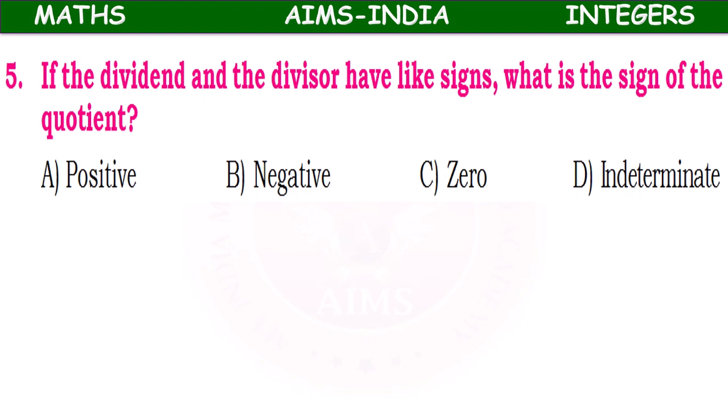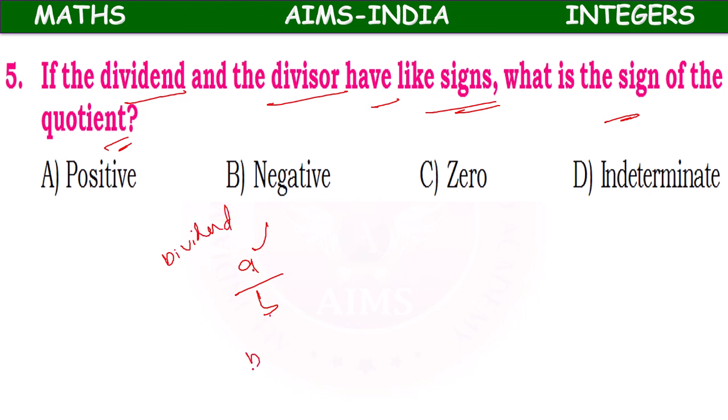Next. If the dividend and divisor have like signs, what is the sign of the quotient? Means suppose we have A by B, we are dividing A, so it is called the dividend. We are dividing A with B, so B is called the divisor. If we divide these two, what we will get?